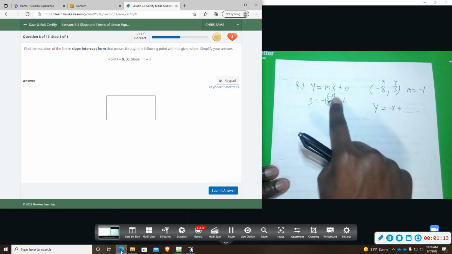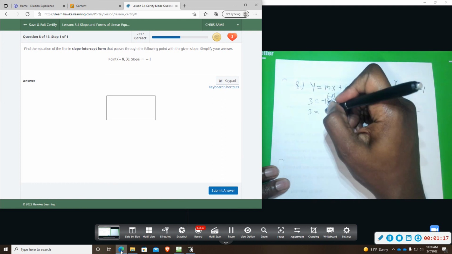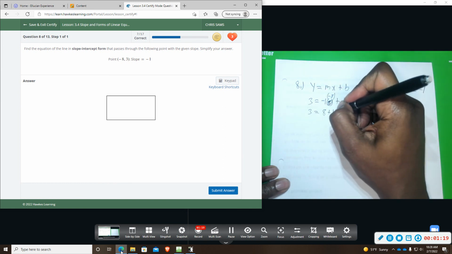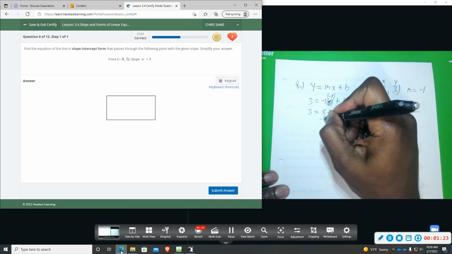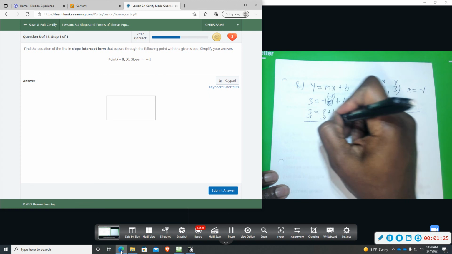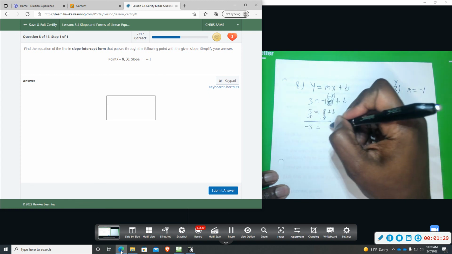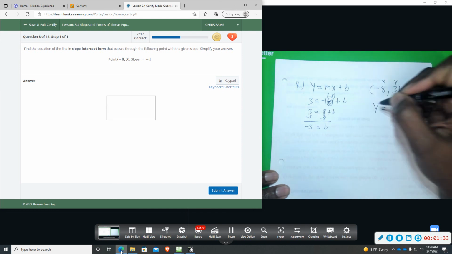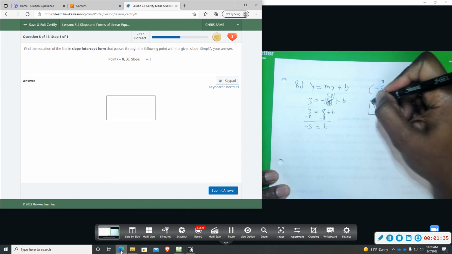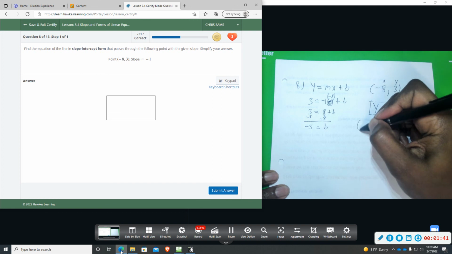And then you just simplify. -1 times -8, you end up with 3 equals +8 plus b. And then solve for b, you would subtract 8. And so we get that -5 is equal to b, and I just plug it in here. Sometimes it's not as much work to do it just plugging it into slope-intercept form and solving for b, as opposed to doing the point slope form.